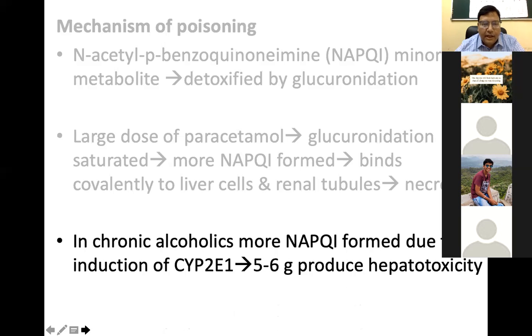And in the chronic alcoholics also, there occurs more production of this metabolite, because in the chronic alcoholics there is induction of the cytochrome P2E1, which causes excessive metabolism and production of this metabolite. So in such cases 5 to 6 gram of paracetamol is enough to produce hepatotoxicity.